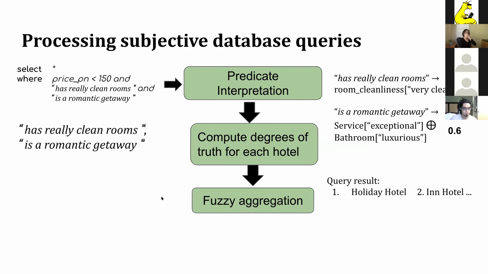Okay. So let's go back to our big picture here. We have talked about this part on predicate interpretation. After this step, you have mapped all the phrases to markers of marker summaries, or you have gotten some scores based on the Okapi score, right? After that, you will compute the degrees of truth for each hotel before you do a fuzzy aggregation here.